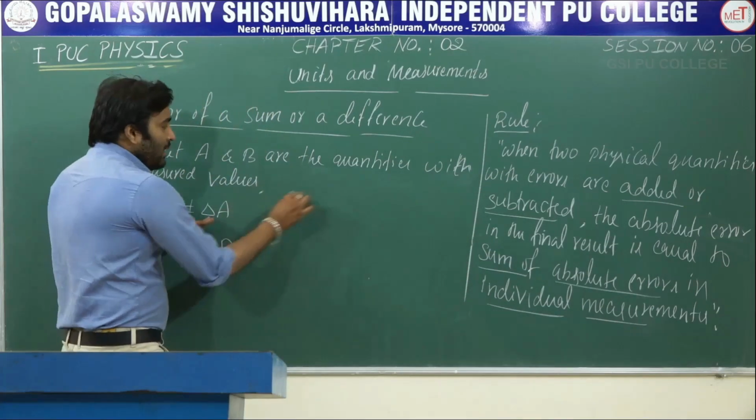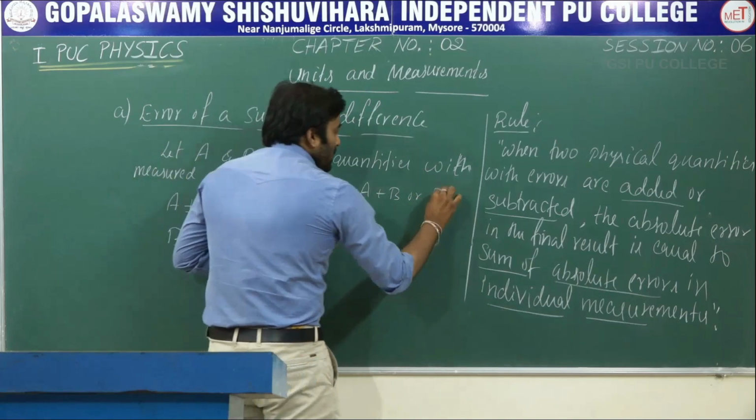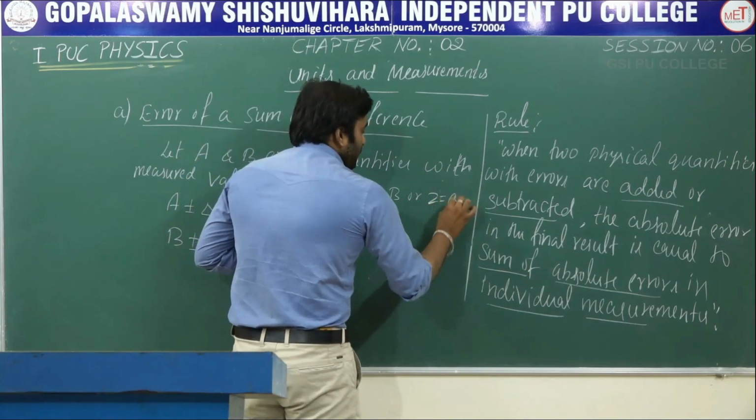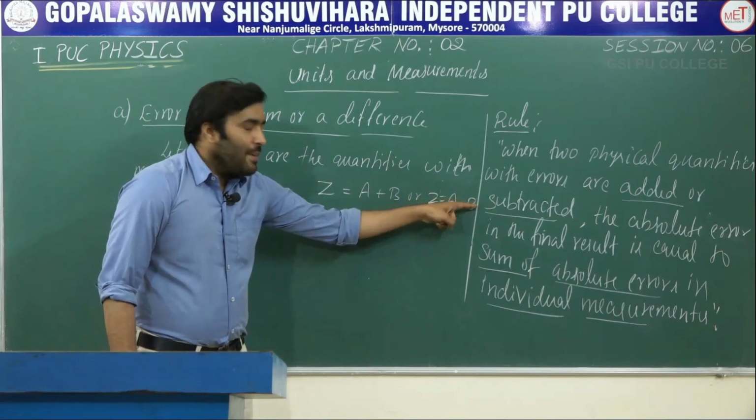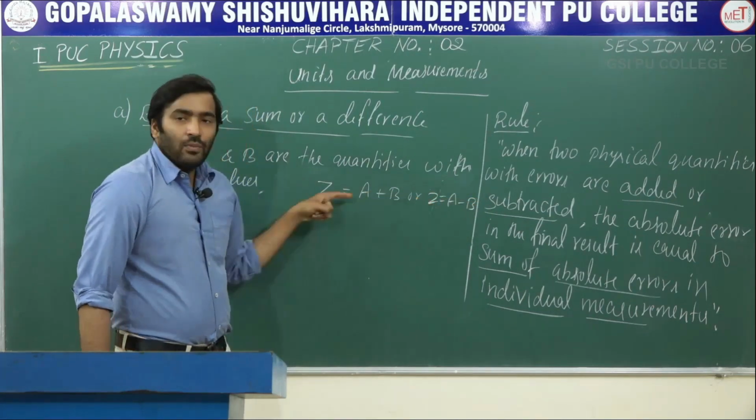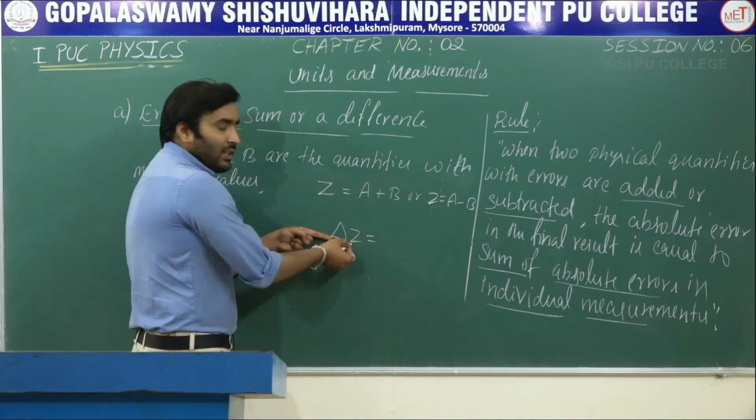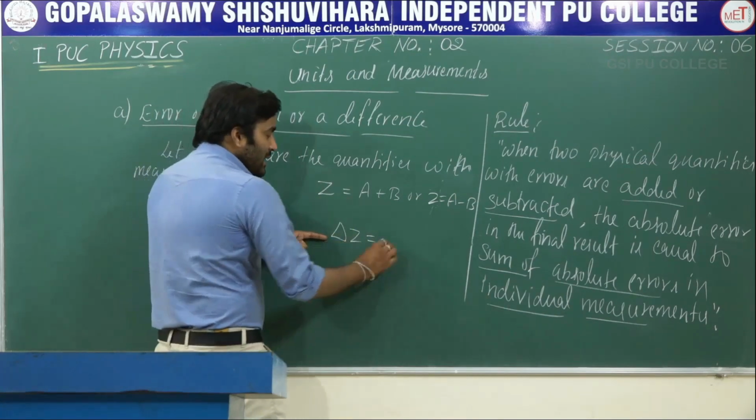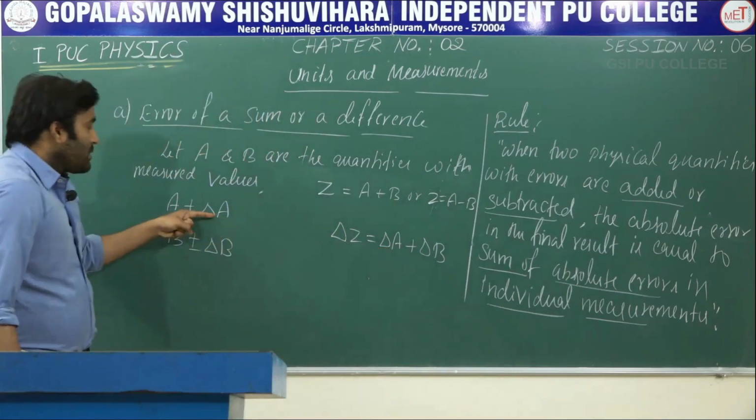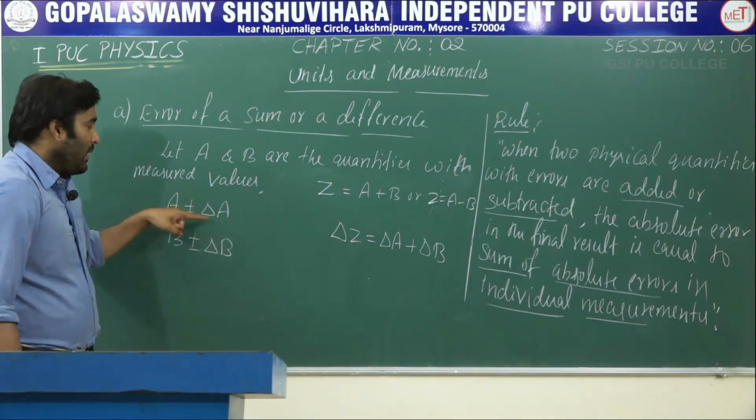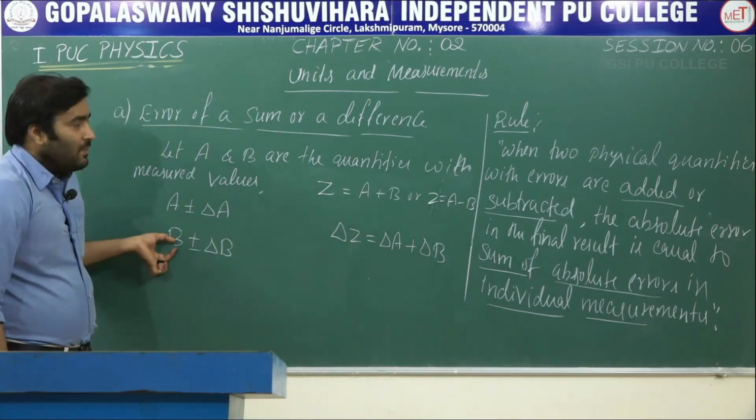I have explained that if you consider z is equal to a plus b, or z is equal to a minus b, for this final result z, what is the error in z? The error delta z, which is nothing but an absolute error, is always delta a plus delta b, where delta a is the absolute error of the first quantity a, and delta b is the absolute error of the quantity b.